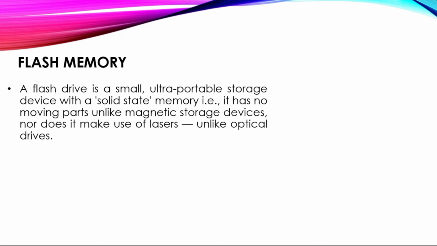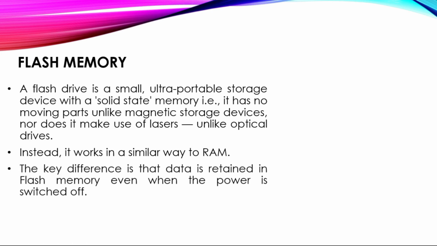Next is your flash memory. A flash drive is a small ultra-portable storage device which is a solid-state memory. That is, it has no moving parts unlike magnetic storage devices, nor does it make use of laser unlike optical drives. Now we are all aware of flash memories. Flash memories are nothing but your pen drives. Pen drives don't have any magnetic storage device and are not used with the help of laser. Instead, they work in a similar way as RAM. The key difference is that data is retained in flash memory even after the power is off.